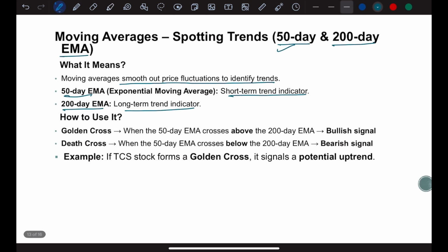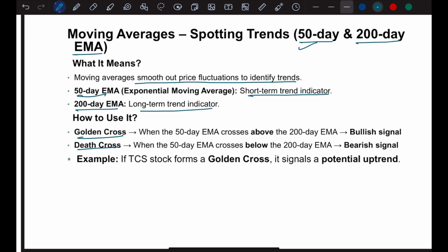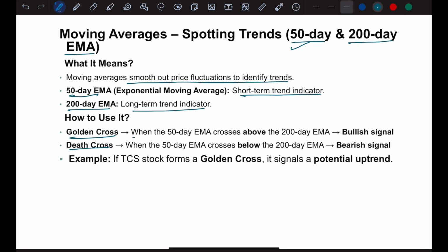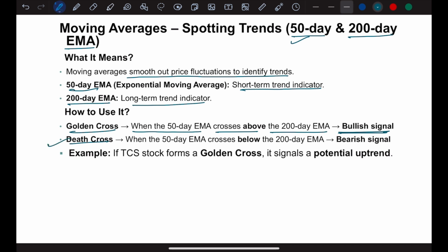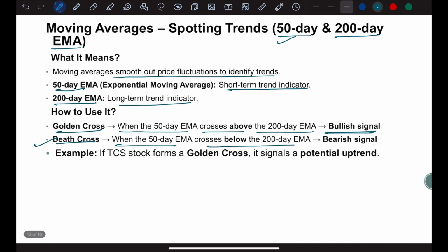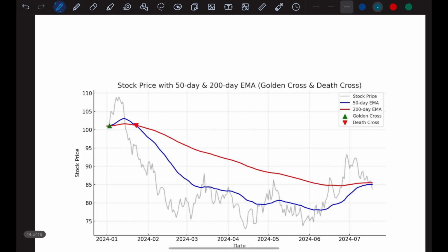Now how to use it? There are two types of cross that we will look for. The first one is the golden cross, which is when the 50-day EMA crosses above the 200-day EMA, then we have a bullish signal. And the second one is the death cross, when the 50-day moving average crosses below the 200-day moving average, then we have a bearish signal. And we are going to look at this with an example of a graph.